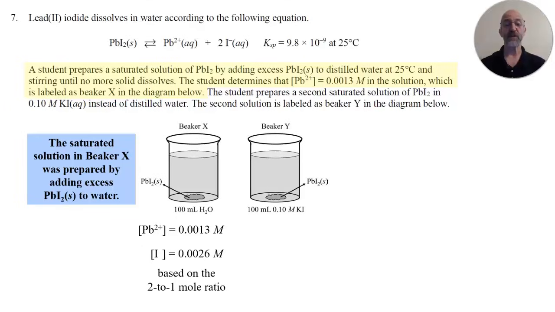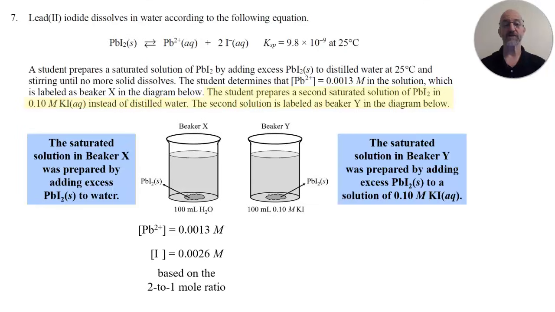Now, as we move on to beaker Y, this is an example of what is called the common ion effect. What happens if you try to dissolve lead iodide into a solution that already contains a common ion? So the next part of the question says, the student prepares a second saturated solution of lead iodide, but they're not dissolving it in water. They're dissolving it in a solution that already contains a common ion. So the saturated solution in beaker Y on the right was prepared by adding excess solid lead iodide to a solution of 0.10 molar potassium iodide.